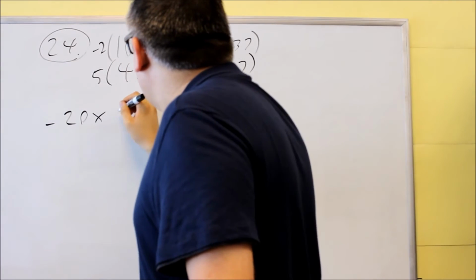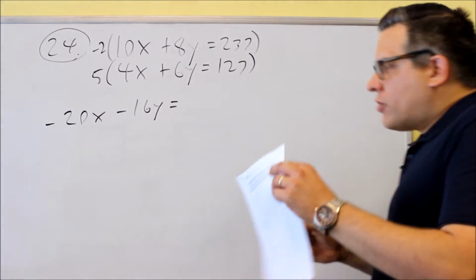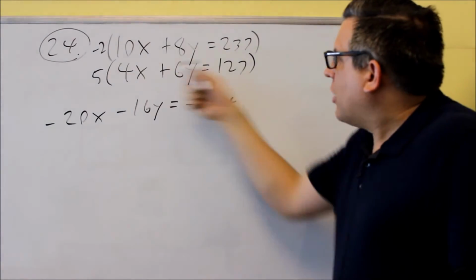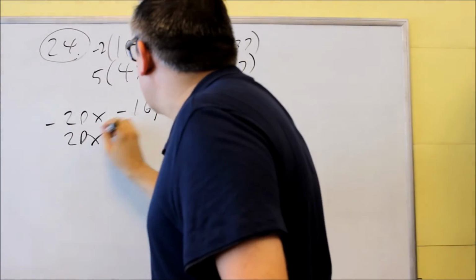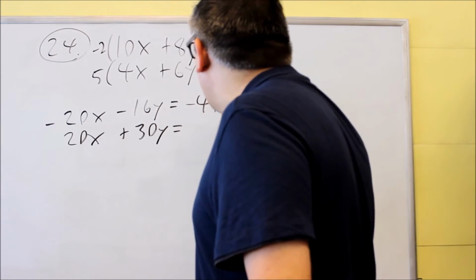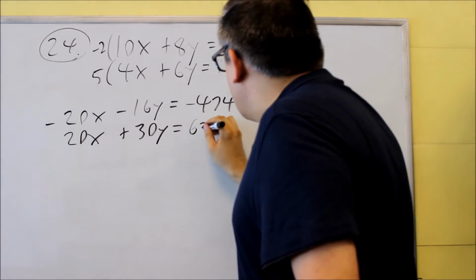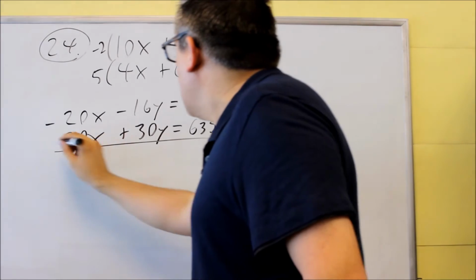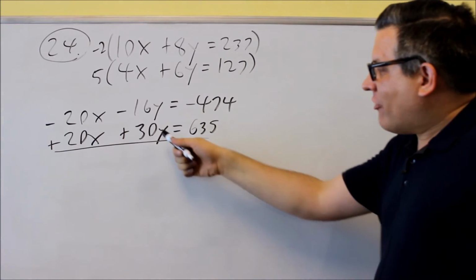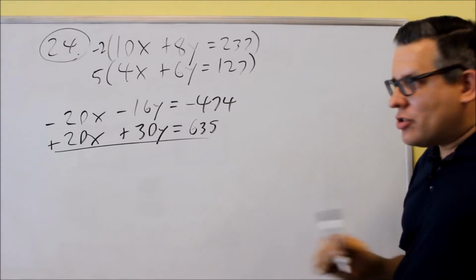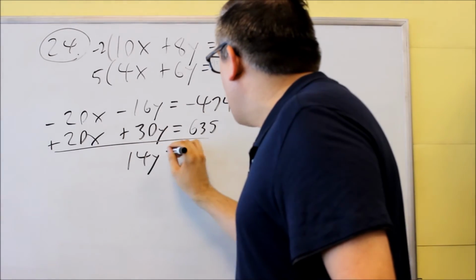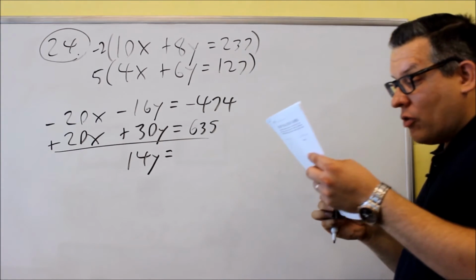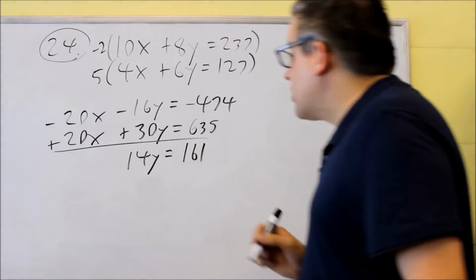I get negative 20x minus 16y. We have 237 times negative 2, and you'll get negative 474. Next, we'll multiply by 5 all the way through, so we'll get 20x plus 30y, and that's going to equal 5 times 127, which is 635. Okay, so now that I have that complete, I'm ready to add the equations together. I have positive 30 and I'm adding it to negative 16, so I'm subtracting those. I'll get 14y on that side. Now if I combine 635 minus 474, what I end up with is 161 right here.